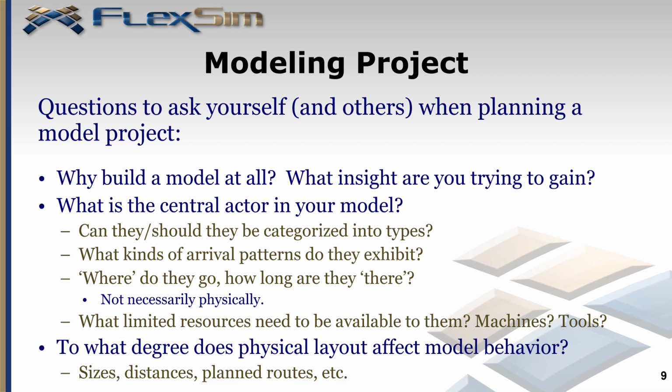And can they or should they be categorized into types? What kind of arrival patterns do they exhibit? Where do they go and how long are they there in the model? What limited resources need to be available to them, like machines, tools, or staff? To what degree does physical layout affect model behavior? Things like sizes, distances, planned routes, are they important?